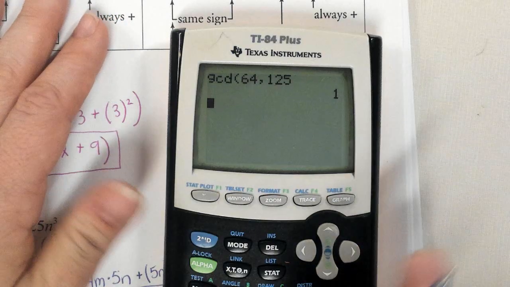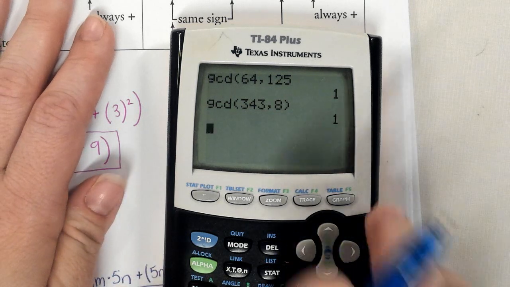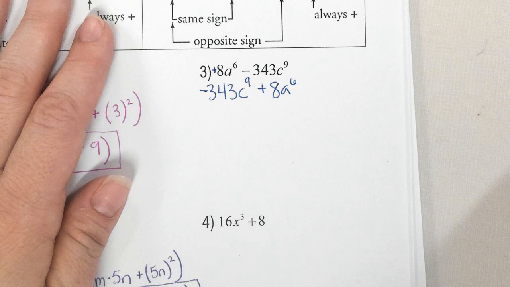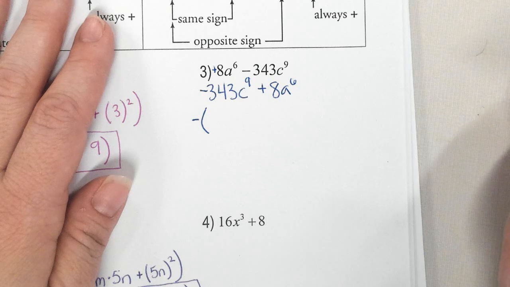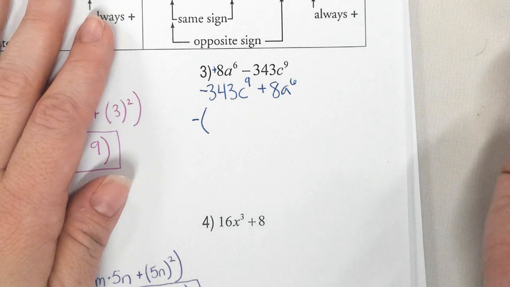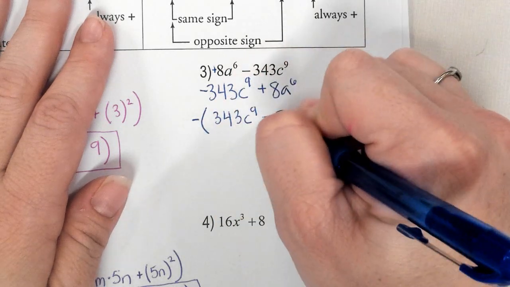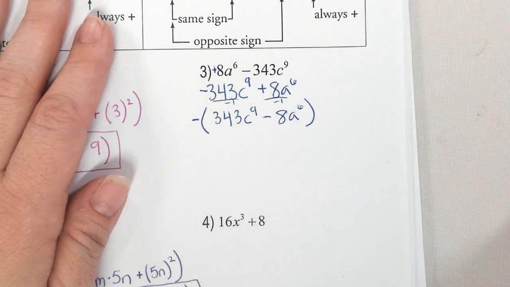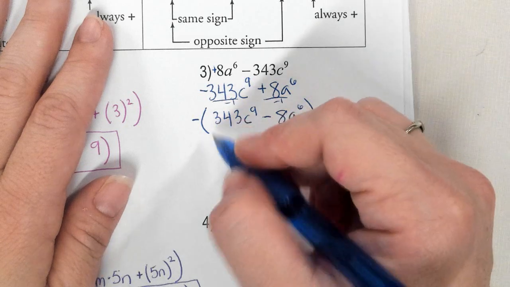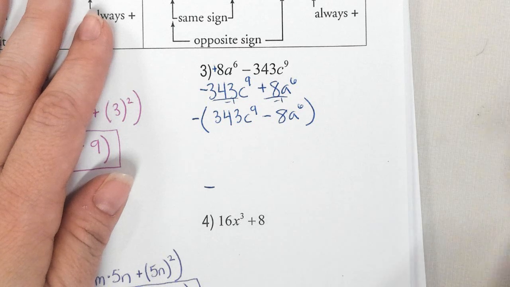If we're unsure, what should we check? 343, 8. So it's 1, so no. So what is the only thing we have to take out? The negative. So I'm going to take out the negative, and what that does is it just makes both of their signs opposite. Or you could divide by -1, which also does the same thing. So I'm going to bring that negative down here so I don't forget about it, because that's technically my GCF. It's a part of my answer.